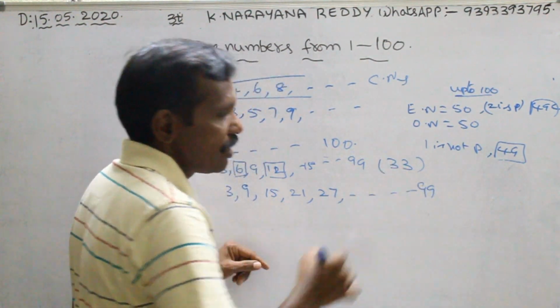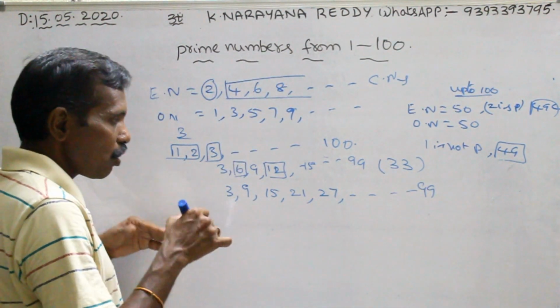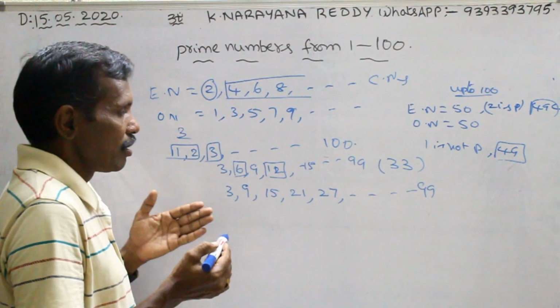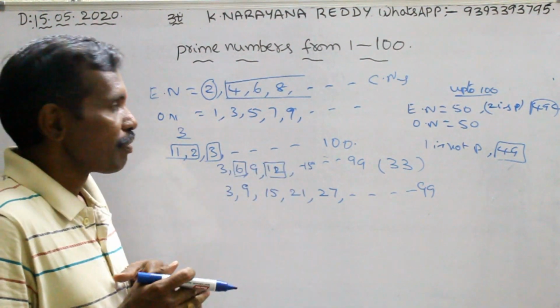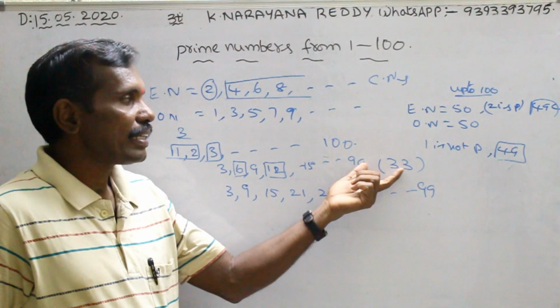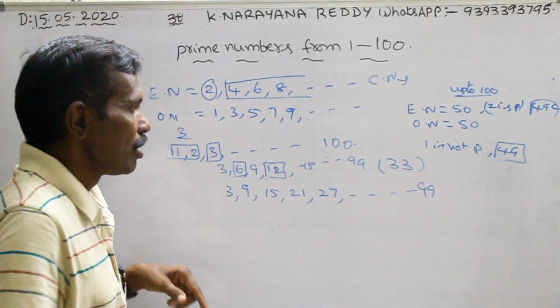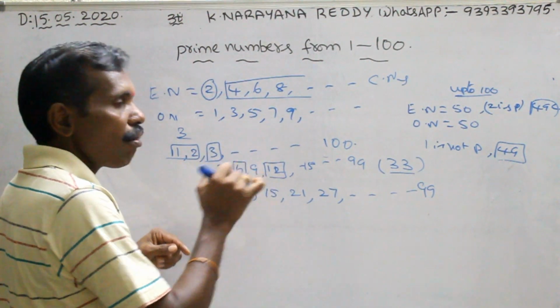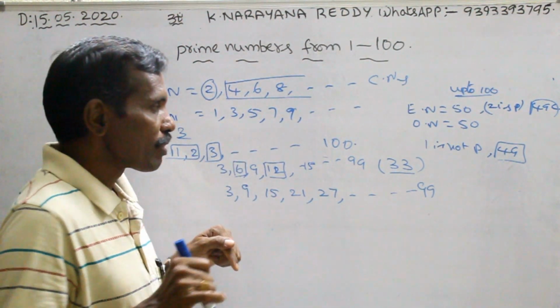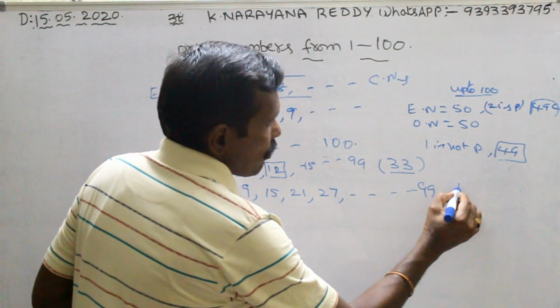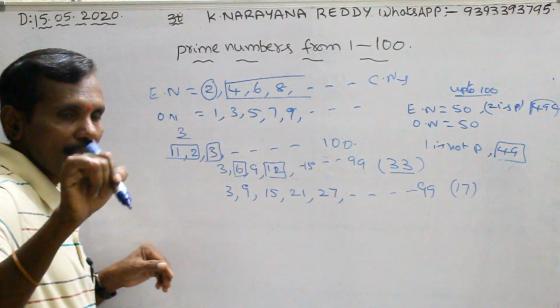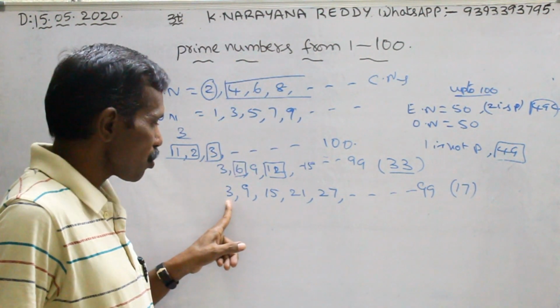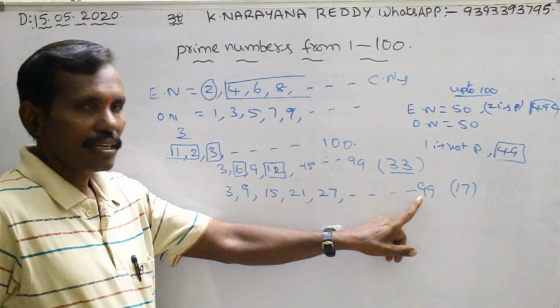The last number is 99. So now count the numbers from 3 to 99 which are multiples of 3. The multiples of 3 total 33, which includes even and odd, but we want only odd. Those are 17, I say. Why? Because the starting digit is 3, ending is 99.